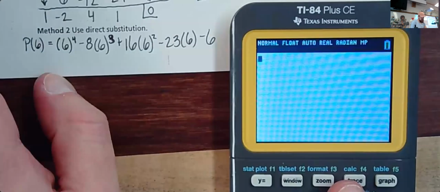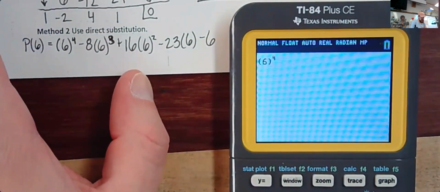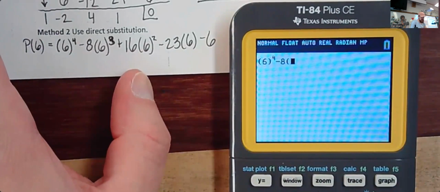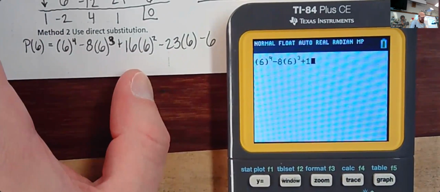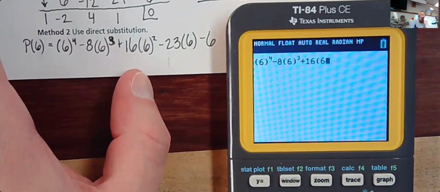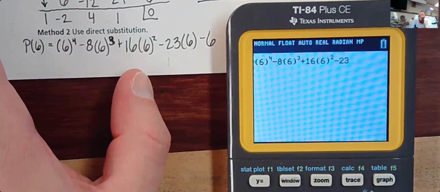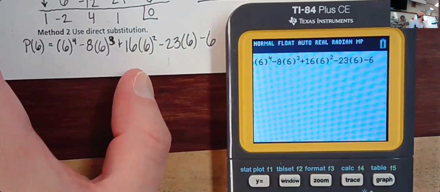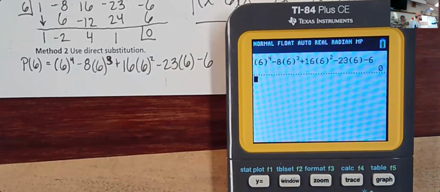So we've got 6 to the power of 4 minus 8 times 6 to the power of 3 plus 16 times 6 squared minus 23 times 6 minus 6. That should equal 0. And it does. Because the remainder was 0. X value is 6, Y value is 0.